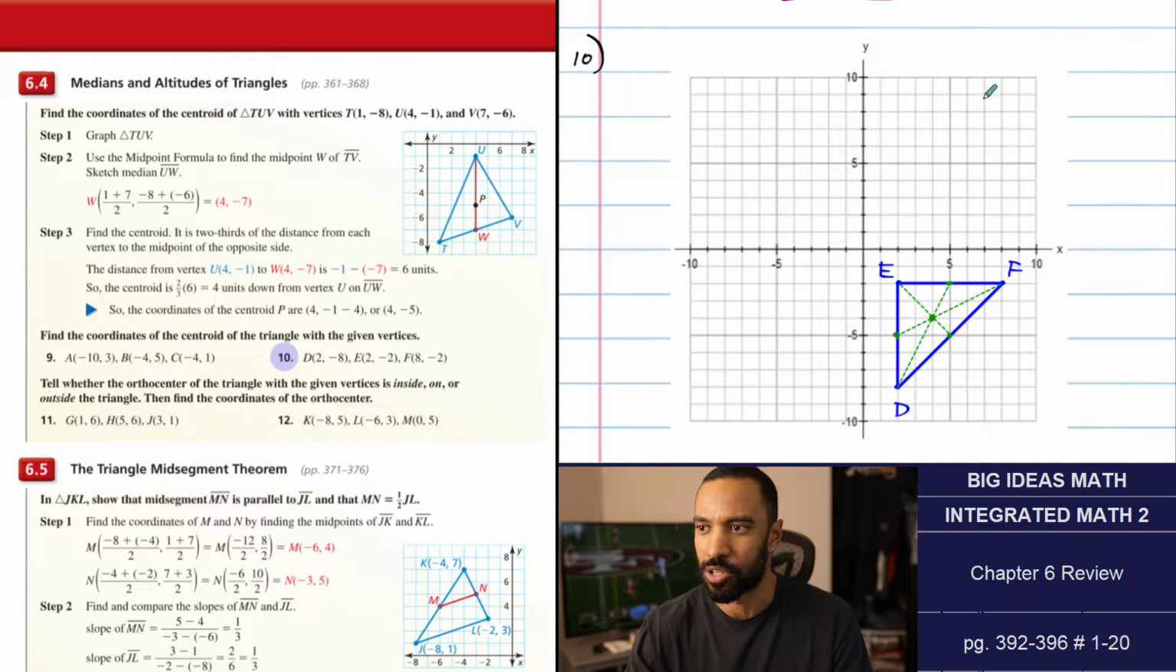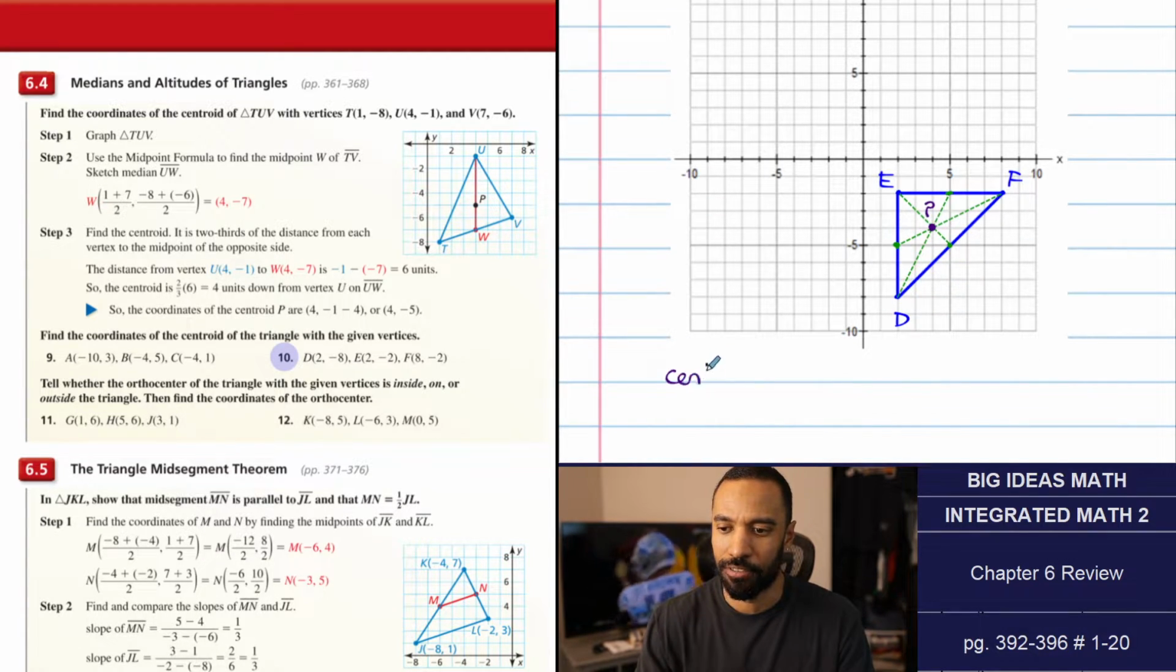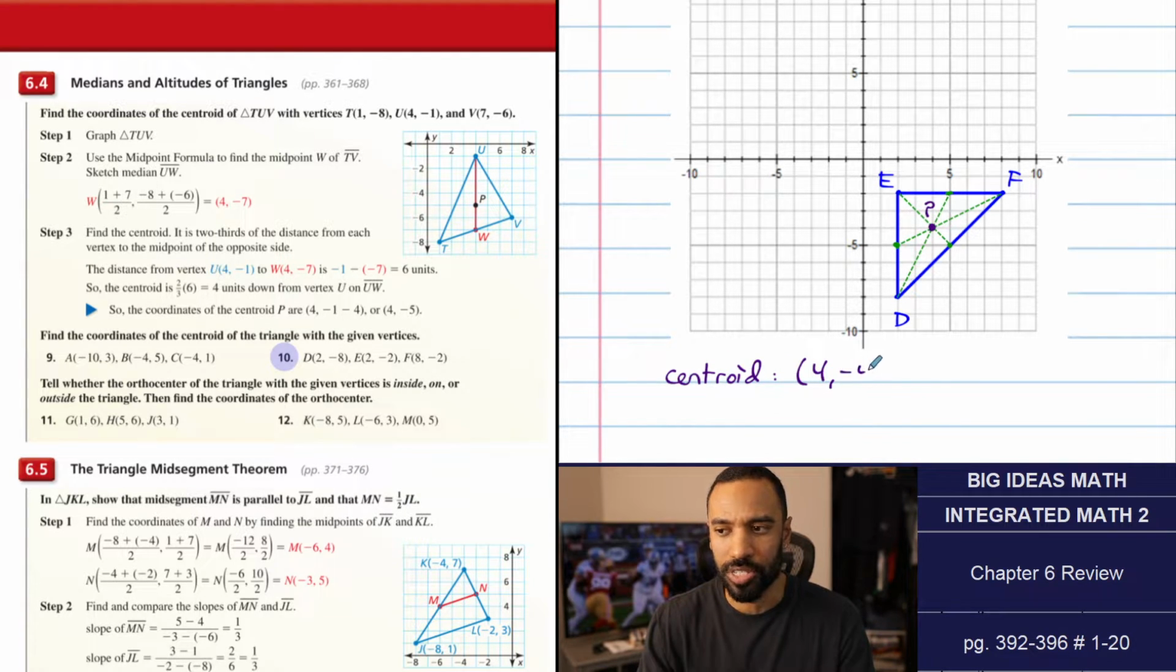So boom, let's actually do that in purple. So boom, that point P, again, is the median, the centroid, 4, -4. So your centroid is at 4, -4. And that's honestly the best way to do that one. 2/3 stuff.